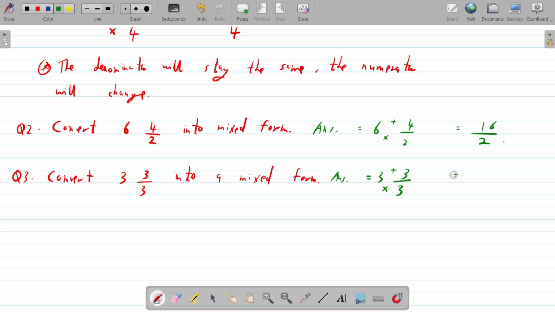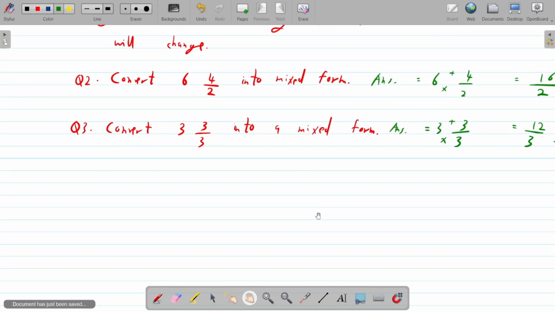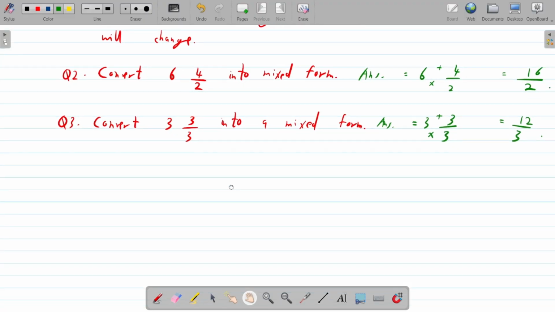And plus 3, yep, 12 divided by 3. Okay, got that. Now, the next thing is, what if I want to go backward? What if I want to convert an improper fraction into a mixed fraction?